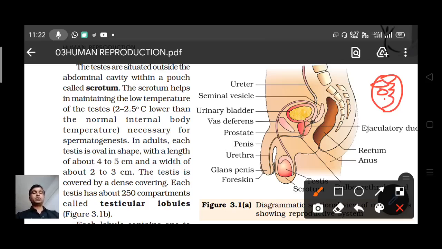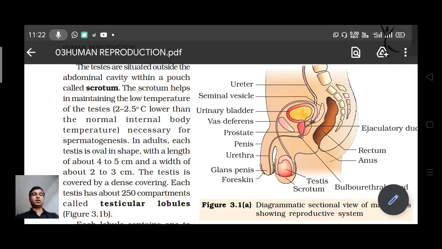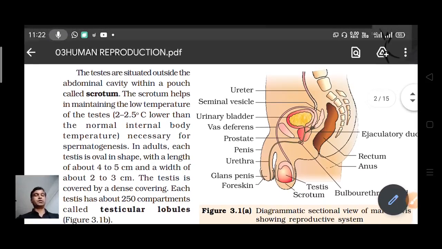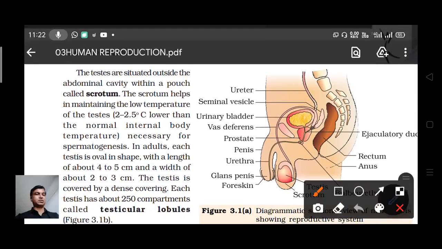So ultimately each testis consists of 250 compartments called testicular lobules. In this figure it is not shown. This is a diagrammatic sectional view of the male pelvis, showing the reproductive system. Just see this reproductive system. Here the testis is present in the scrotum.